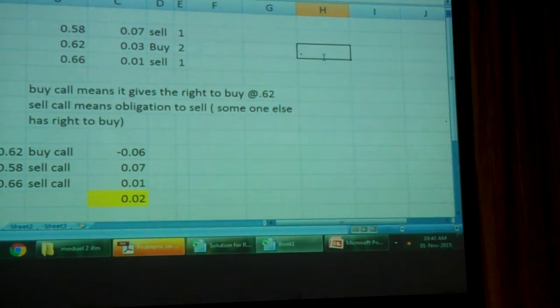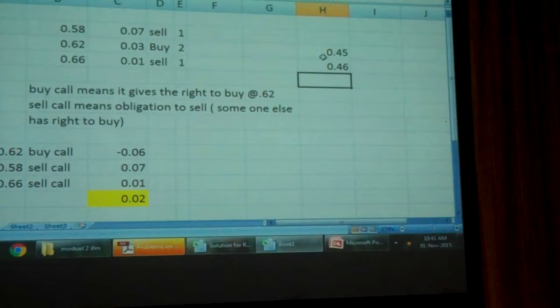So I'll start from 0.45, worst come worst. Okay. Or 0.46. 0.47. Spot price at the time of expiry. Okay. I'll increase it by 2.